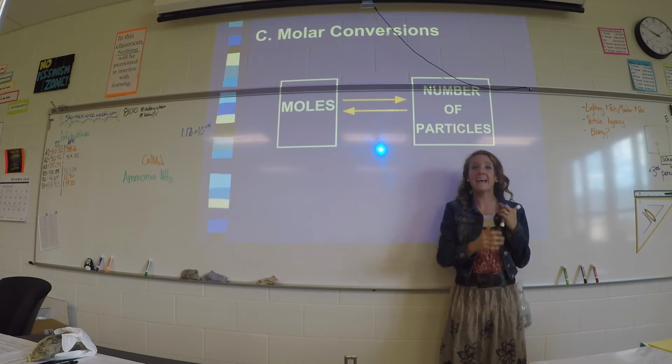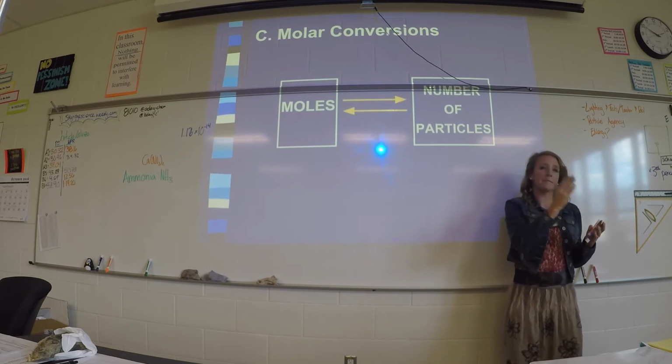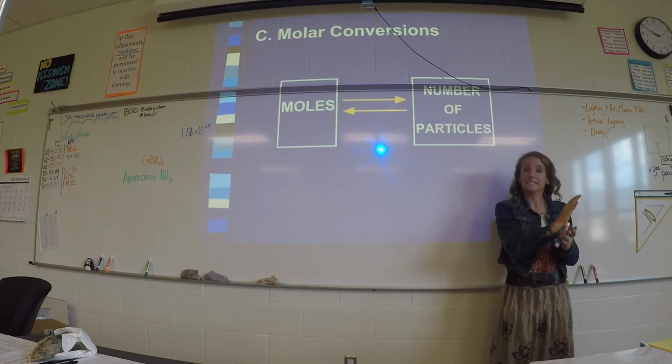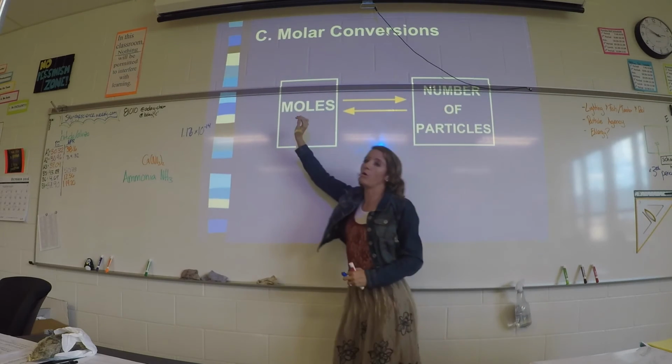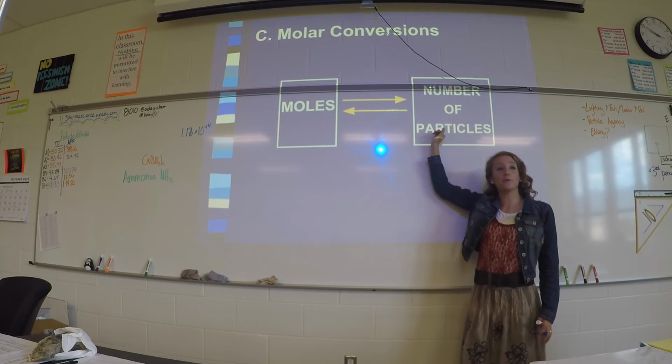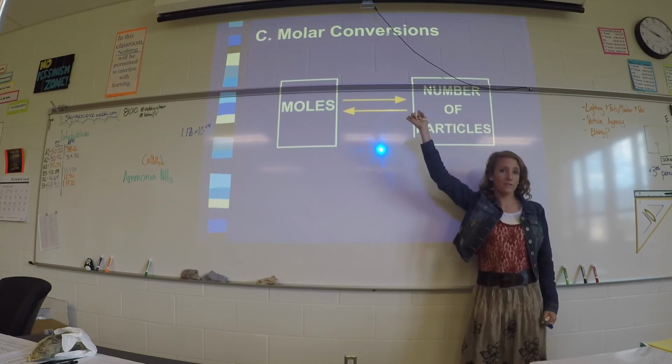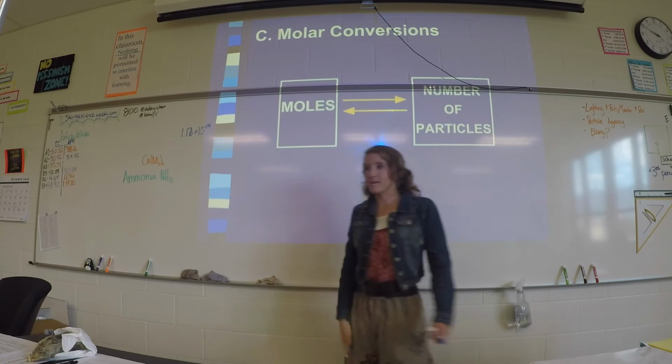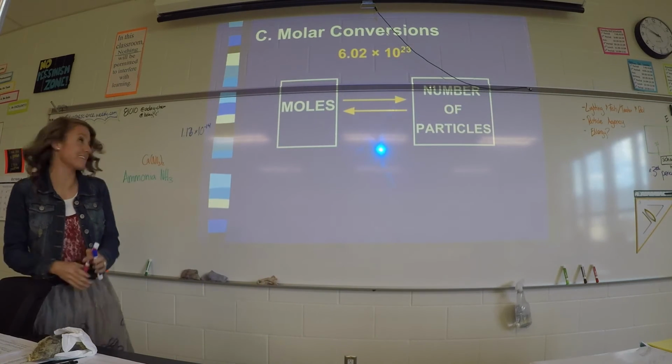Okay, all right, next step. So we did grams to moles and moles to grams. Now we can do moles to particles. Because how many particles are in a mole? 6.02 times 10 to the 23rd. So write that above that arrow.